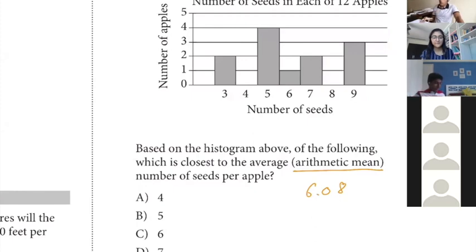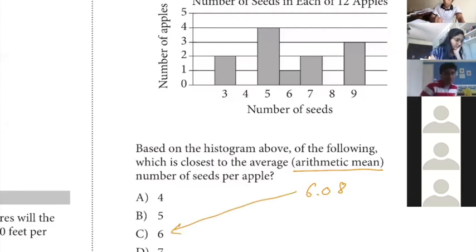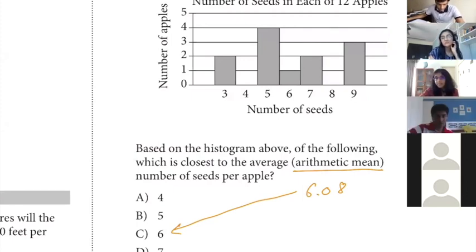Yeah. So what happened here? Can somebody raise their hand that can explain why 6.08 is the answer, yet we choose C? Can someone please raise their hand? Nimisha, please go ahead. Because you can't have 0.8 of an apple, or like 0.8 of a seed within the apple.